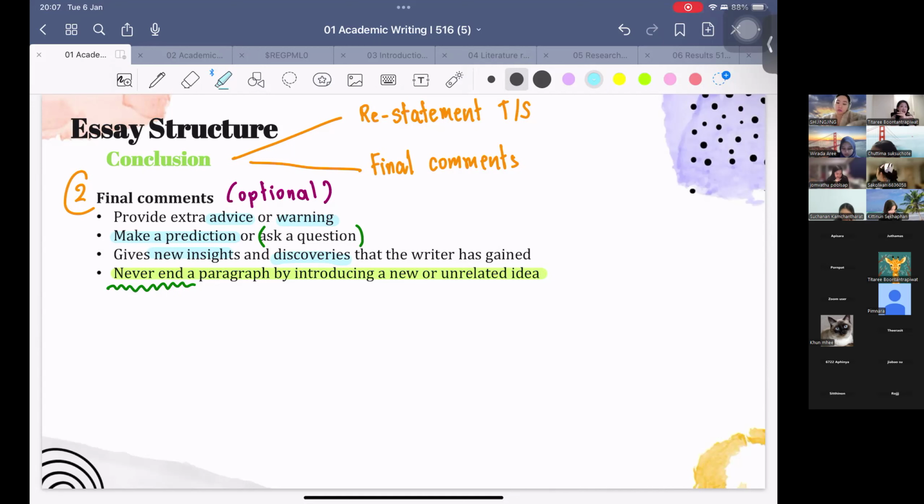Advice, warning, suggestions, recommendations, everything is okay. But please keep in mind that whatever you provide in the final comment, make sure it is something that does not contradict what you mentioned in the body paragraph.